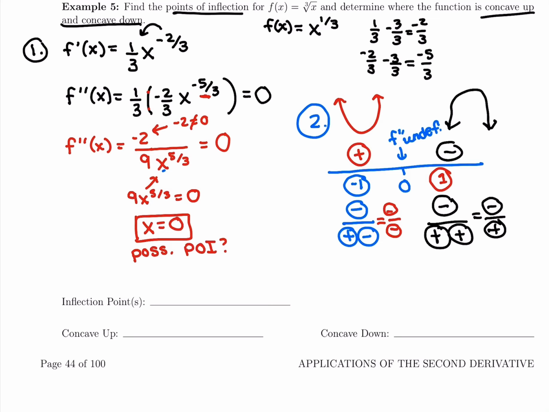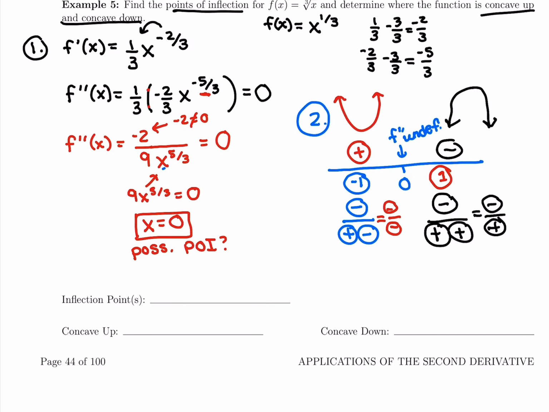So do I have an inflection point? Yes. It makes the second derivative 0 and it has a change in concavity. The two things I'm looking for checked out. And it really makes the second derivative undefined in this one, but as long as concavity changes, it is an inflection point.